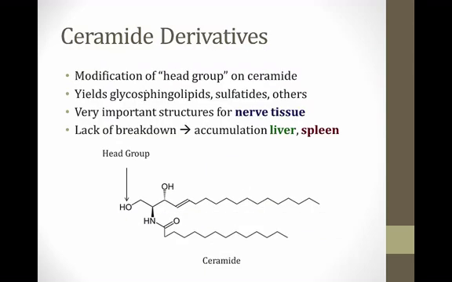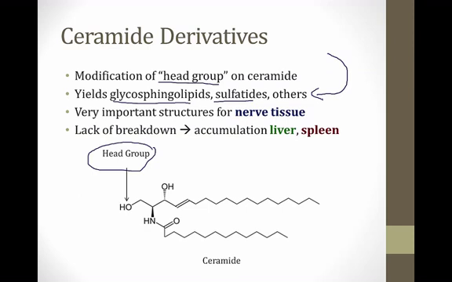If you modify a ceramide molecule by adding a head group to the hydroxyl on ceramide, you can get many other structures like glycosphingolipids and sulfatides, and all of these are the sphingolipids that we'll be talking about in this module that accumulate in lysosomal storage diseases.